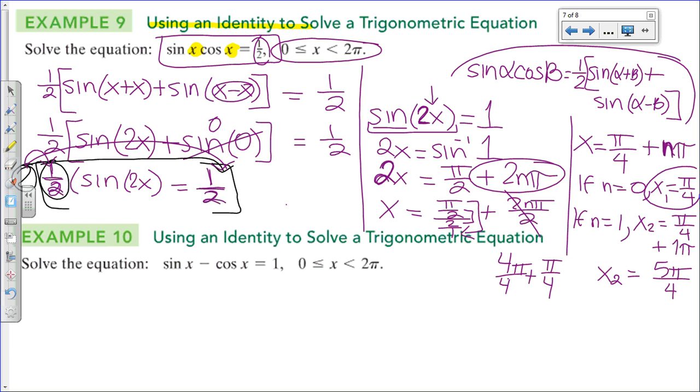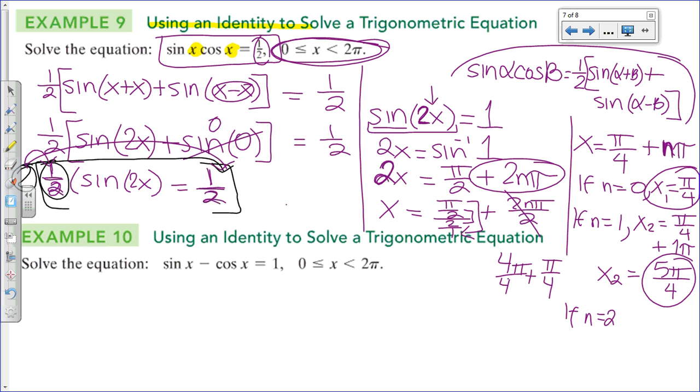So far we have 1 and 2. Let's see. If n is equal to 2, that will be like we're adding 2 pi, right? So that's kind of like a red light. If you add 2 pi, you're obviously going to go past 2 pi. So we don't need to do that. So we stop there. And our only two solutions that are in between this interval will be the pi over 4 and the 5 pi over 4. Okay?